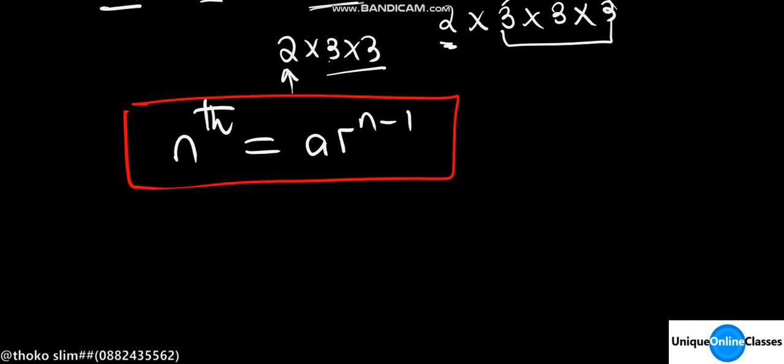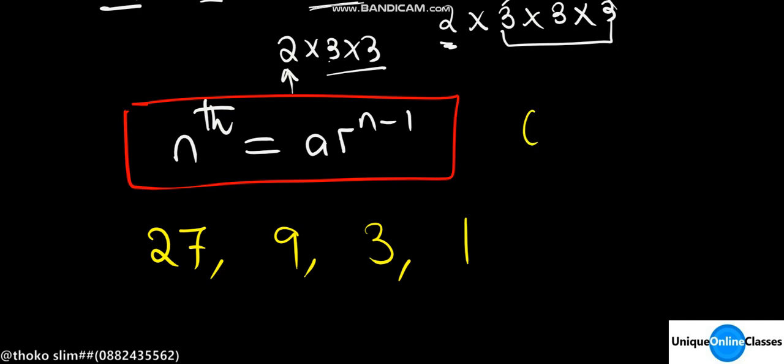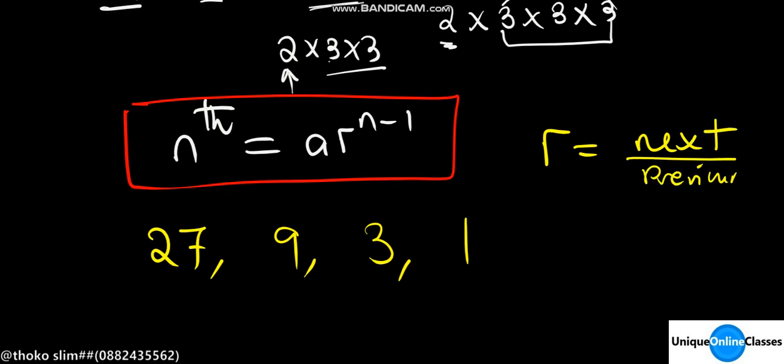Consider this sequence as well: 27, then 9, then 3, then 1. It is a simple sequence. To find the common ratio r, we divide the next term by the previous term, that is, the term in front divided by the term behind. So the term in front is 9, divided by the term behind, 27. Dividing by 9, 9 over 9 is 1 and 27 over 9 is 3.